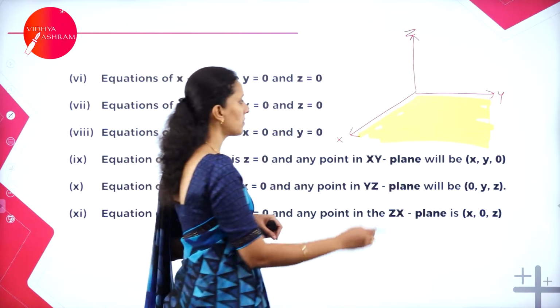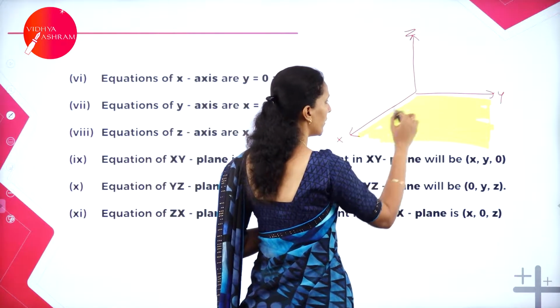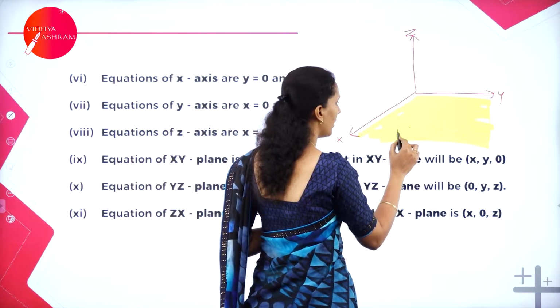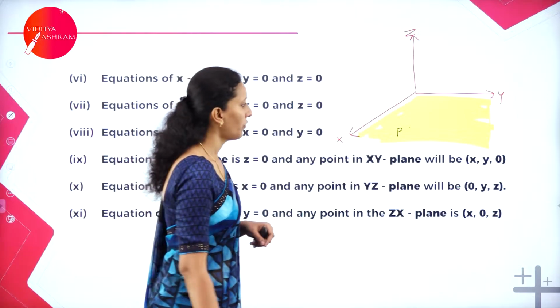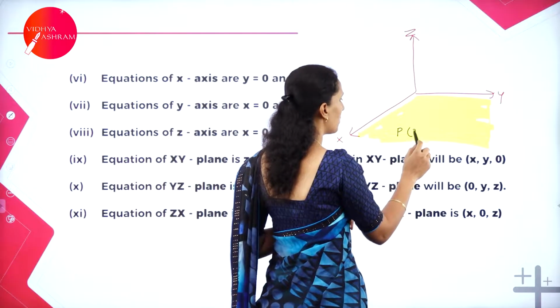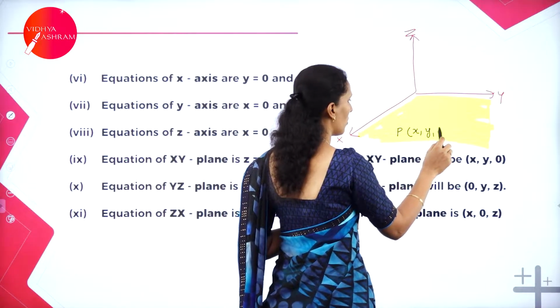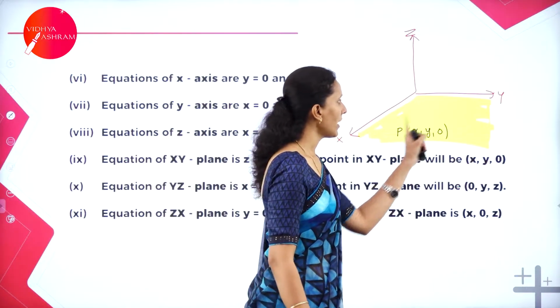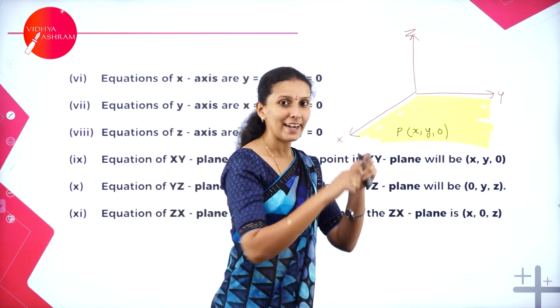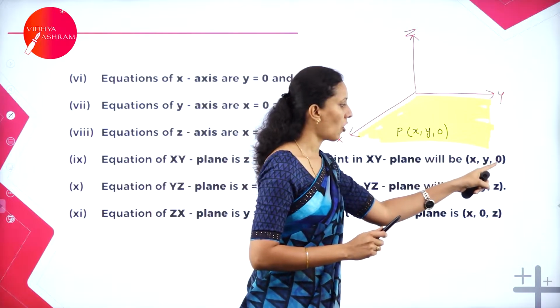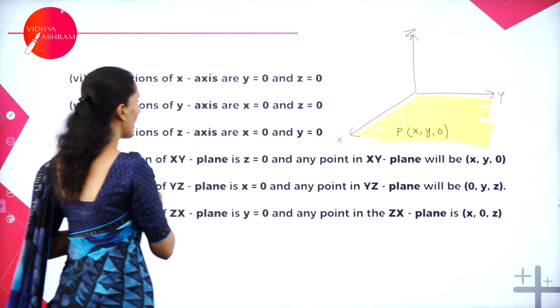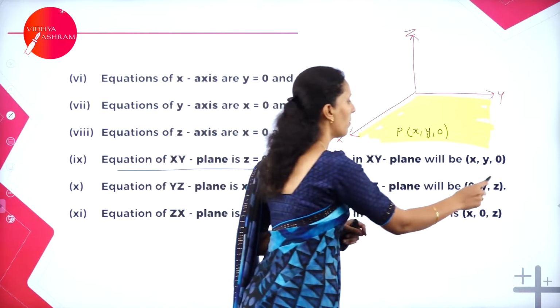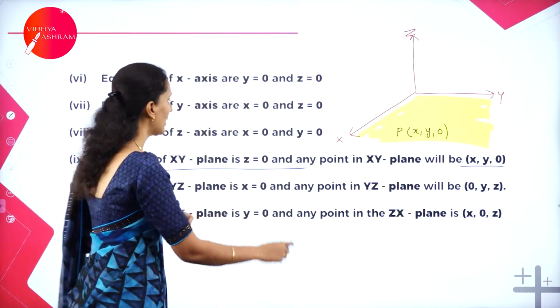Now, suppose P is a point somewhere here which lies only on the xy plane. On the xy plane we don't have z values, so for that purpose we write the point in the form x, y, 0. Because on the xy plane there is no z axis, its value is always 0. So we write any point on the xy plane in the form x, y, 0.